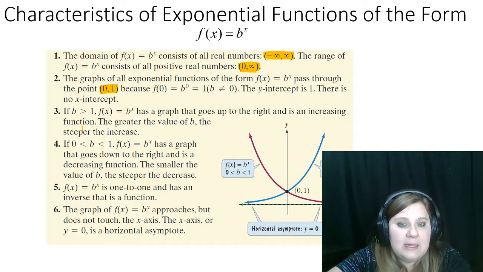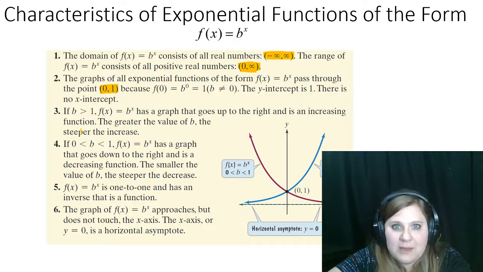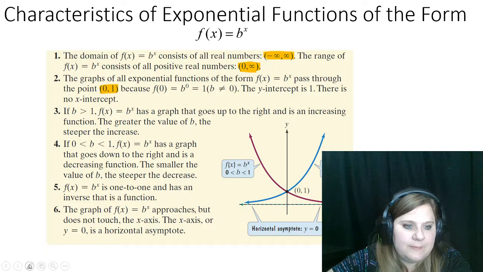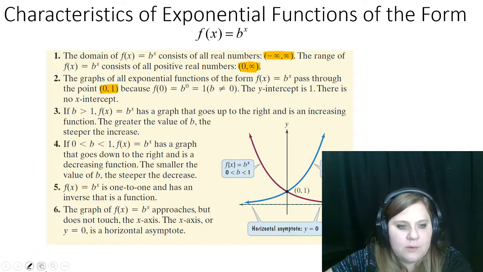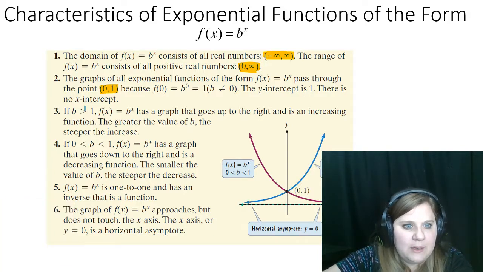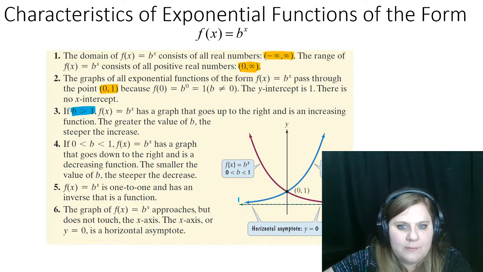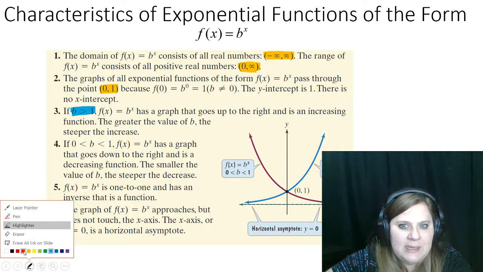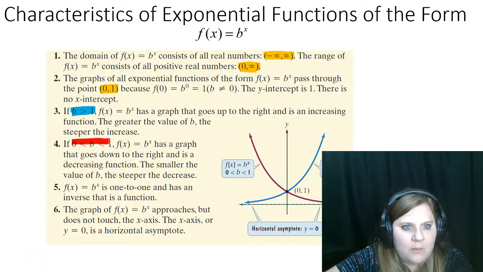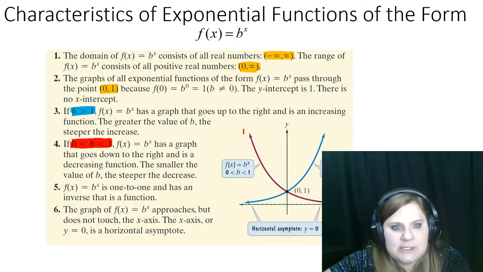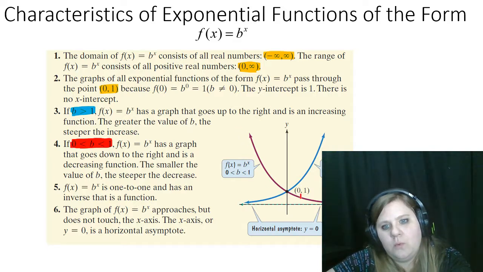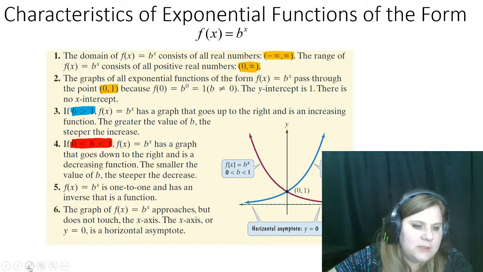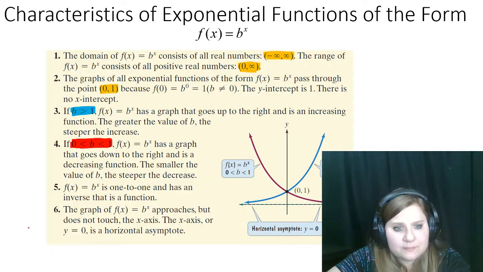All right, and then if b is greater than 1, then we have an increasing function. Okay, so in this case, that's the blue one. If you look over here, we have a blue curve that is increasing. b is greater than 1. And if b is between 0 and 1, then it's a decreasing function. Okay, so it gets smaller as you move along.